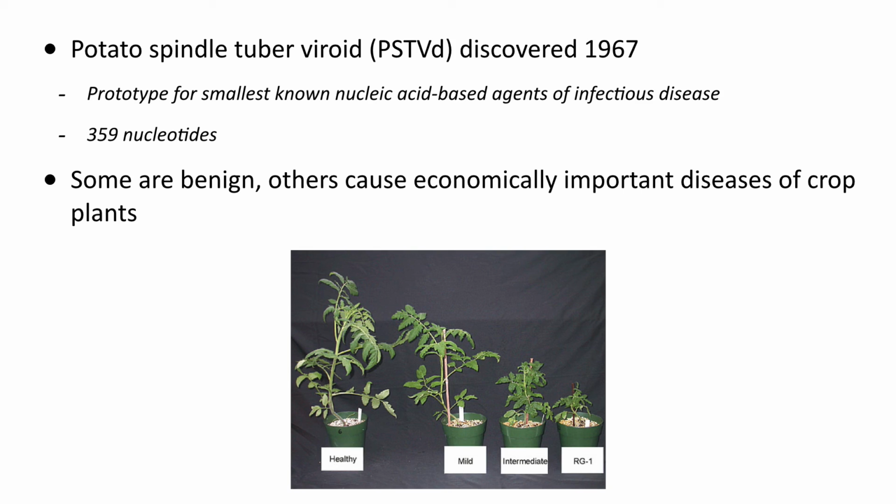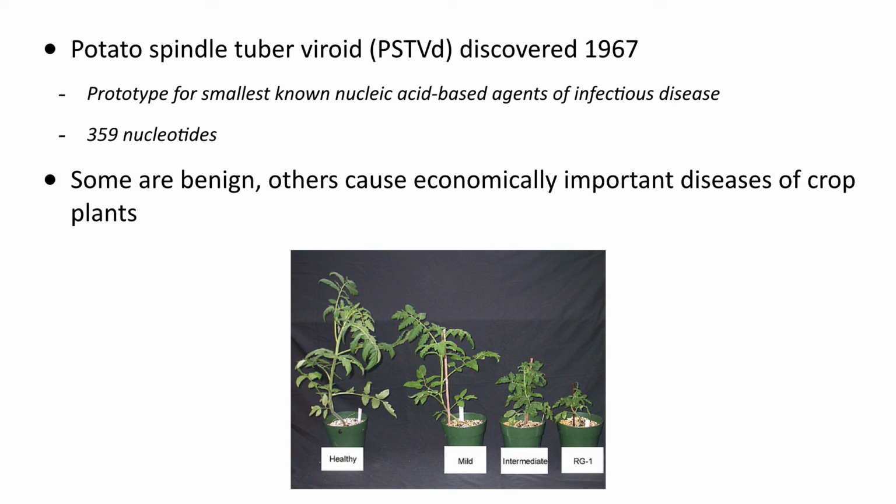And these viroids have very interesting names. And that's the prototype for the smallest known nucleic acid-based agents of infectious diseases. So this answers the question, what is the smallest possible genome for an infectious agent? The viroids answer this question. Potato spindle tuber viroid is 350 nucleotides long, but there are smaller ones as well.